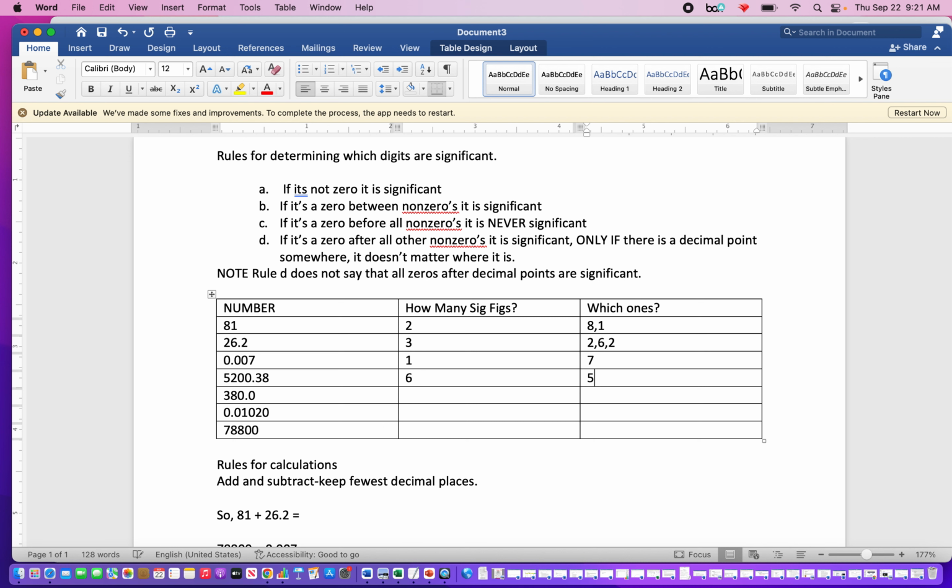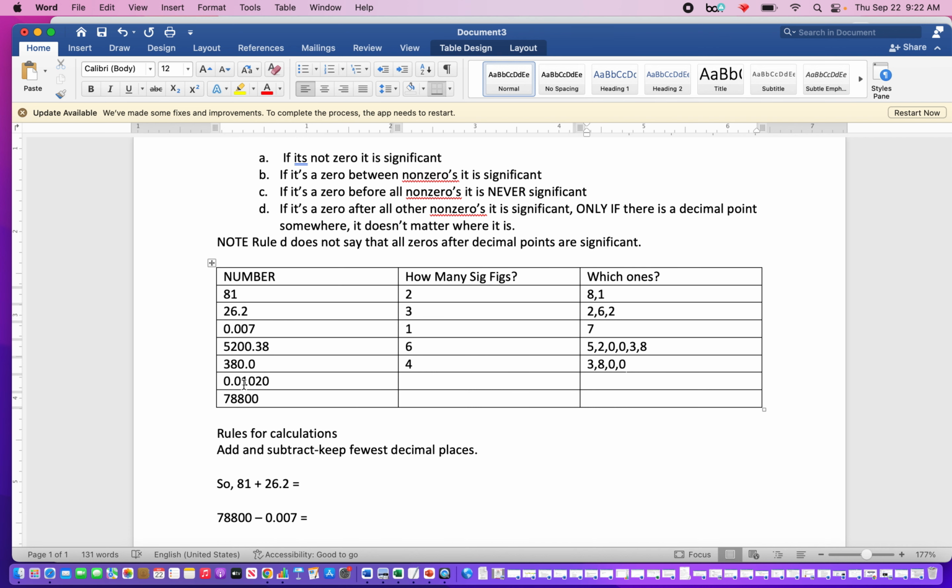So the 5, the 2, the 0, the 3, and the 8. They all count. On the next one, 380.0, the 3 and the 8 both count because they're not zero. And the other 2 are zeros after all the other non-zeros, right? We've passed all the non-zeros, the 3 and the 8. So those 2, if there's a decimal point, we're going to count them. I see a decimal point, it doesn't matter where. So all 4 are significant: the 3, the 8, the 0, and the 0. They're all significant.